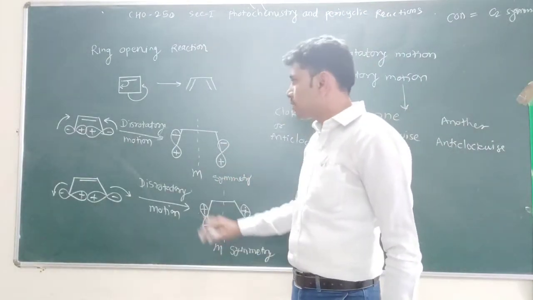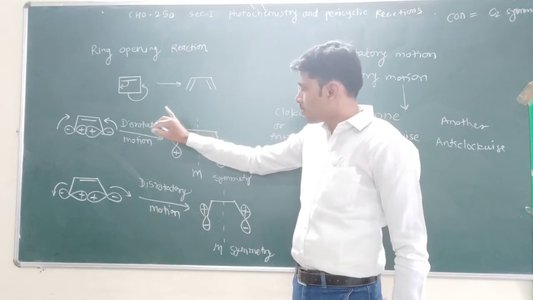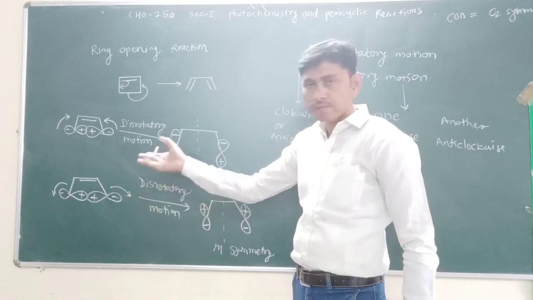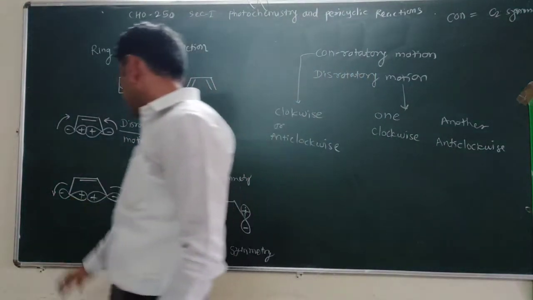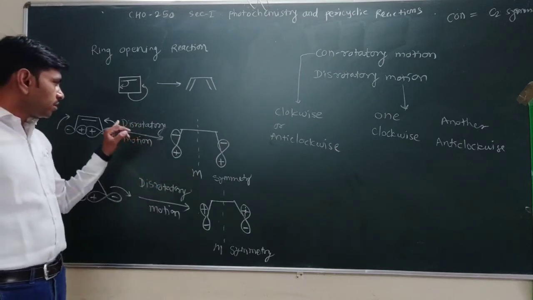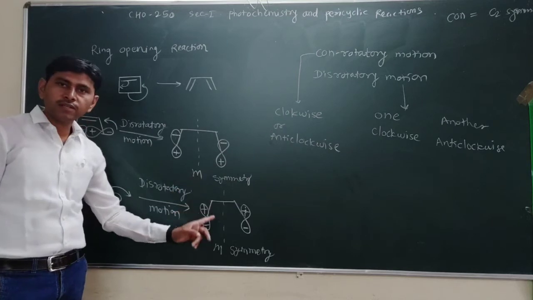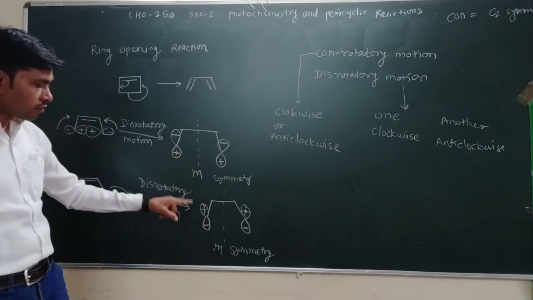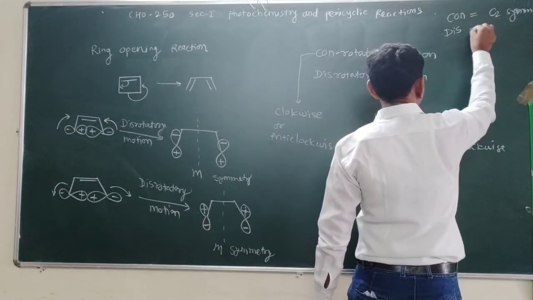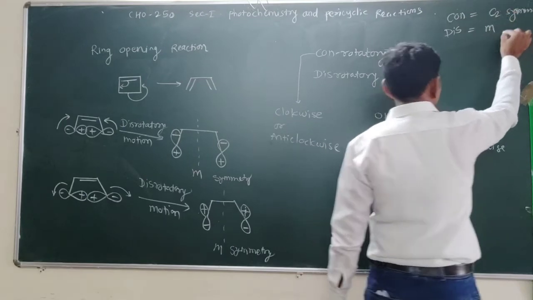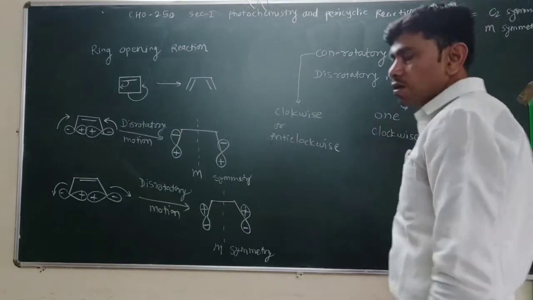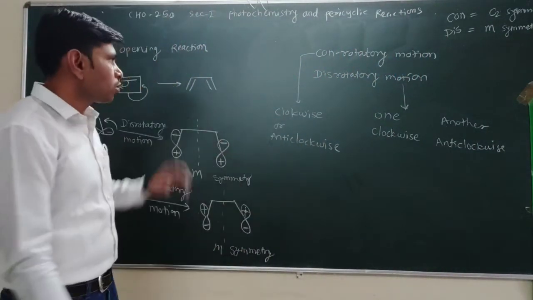If this has M symmetry, what is our observation? Our observation is that in disrotatory motion, either one clockwise and another anti-clockwise, or if we change it, one initially clockwise rotated anti-clockwise, the same result is obtained. That means disrotatory motion is always associated with M symmetry. Remember this thing also. This is an important point to consider.